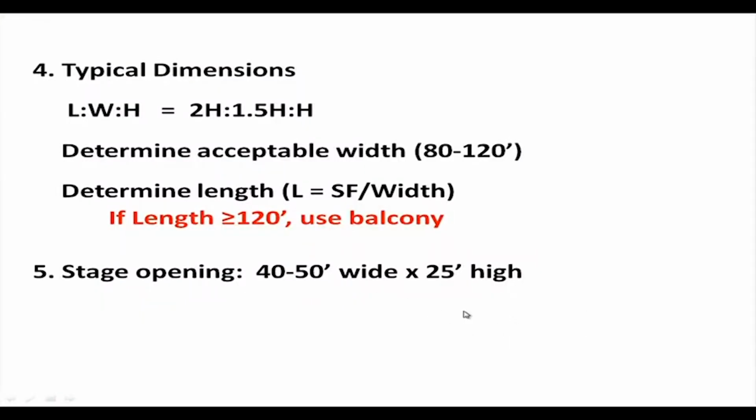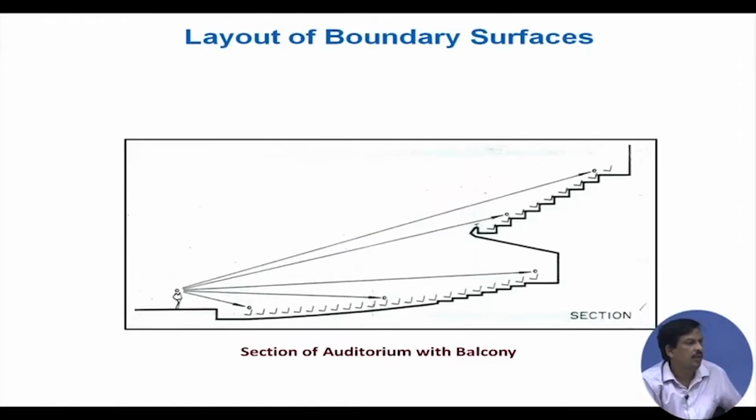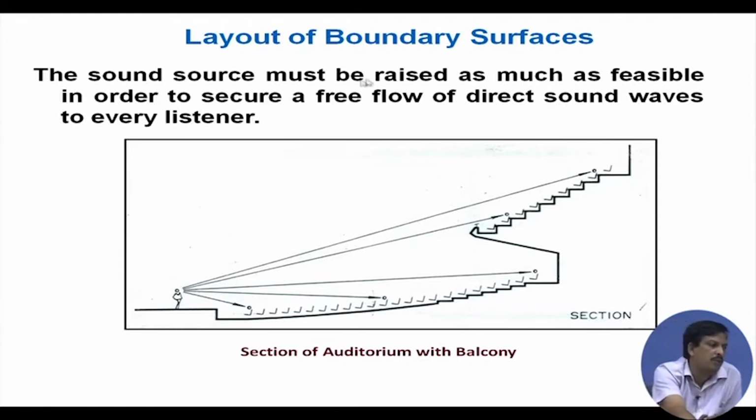So, those are the basic parameters which are available from the literature, and I have given them to you. Then the layout of the surface. How do I design the surface? See that there are no parallel surfaces and there is a ramping here and the balcony is also ramped. So, why is the ramp required? The sound source must be raised as much as feasible in order to secure the free flow of the direct sound. So, this is one criterion: if I want to put a loudspeaker in here, it should not be put below the stage.